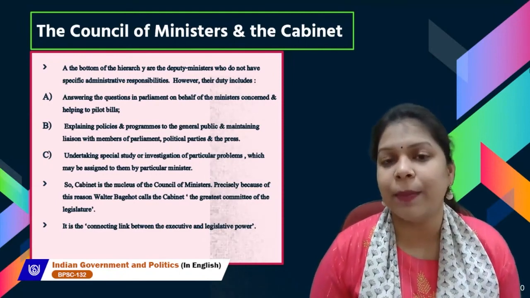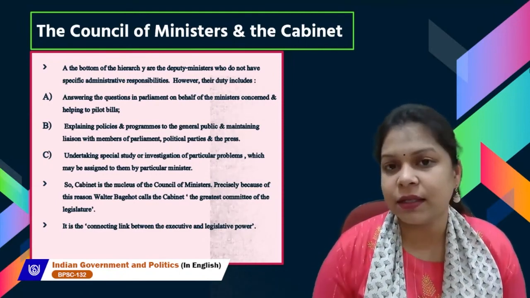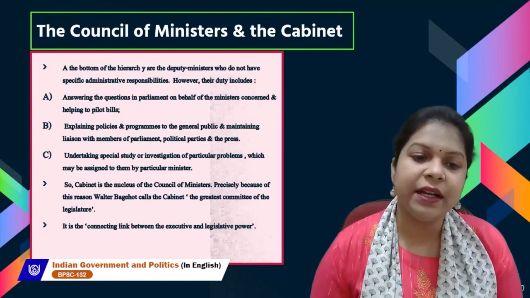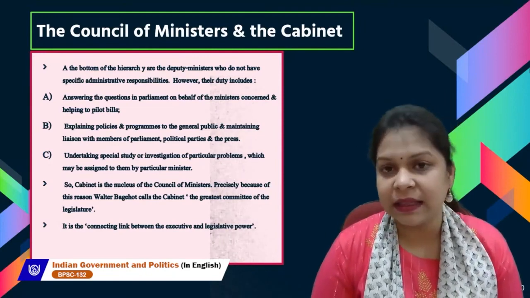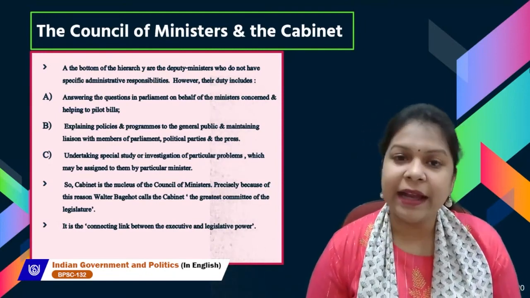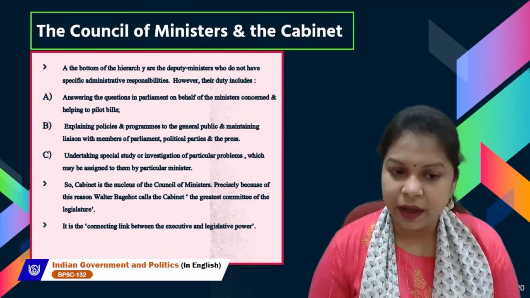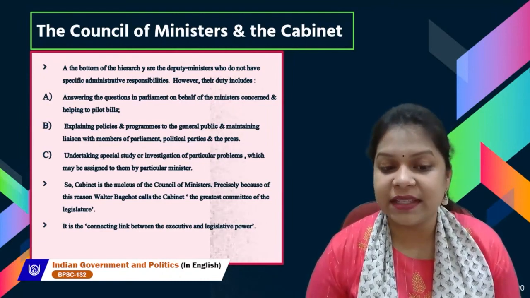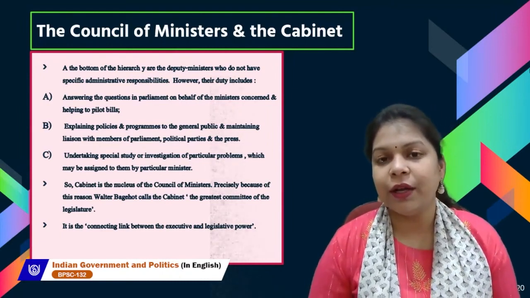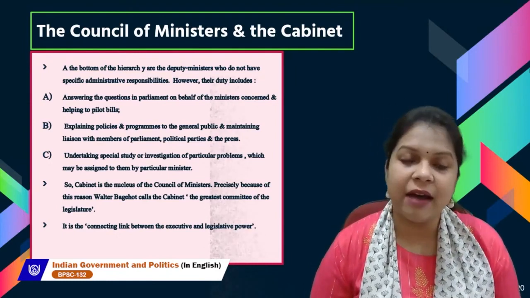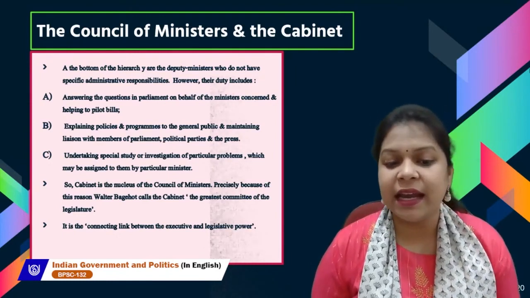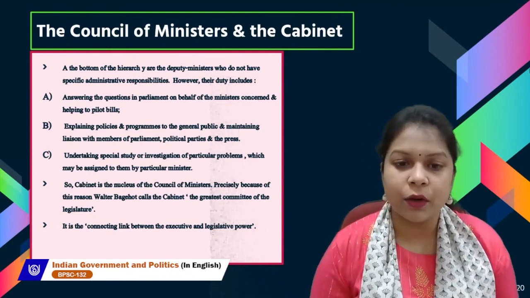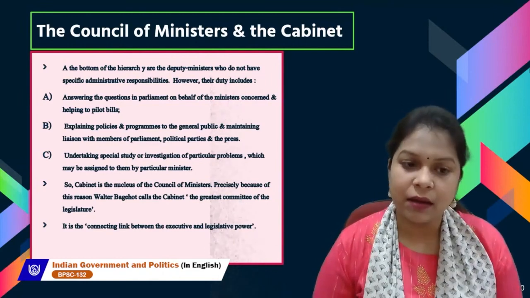What are they doing? What are they planning? That should be discussed with the general public so that they can understand the policies better. So it is the duty of the deputy minister to explain these policies and programs to the public and maintain the liaison with members of parliament, political parties and the press. Undertaking special duty or investigation of particular problems. So the third duty of these deputy ministers is that they have to undertake special duty or investigate particular problems which may be assigned to them by a particular minister. So these are the roles that deputy ministers play in the government.